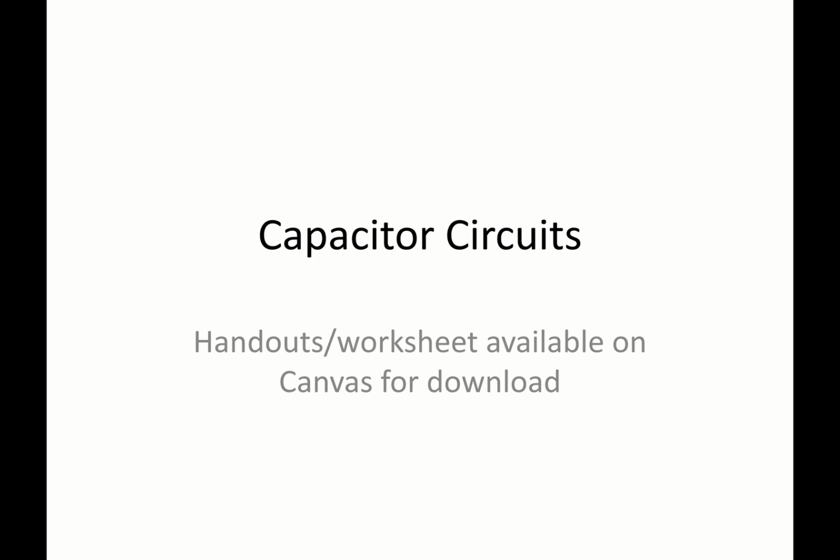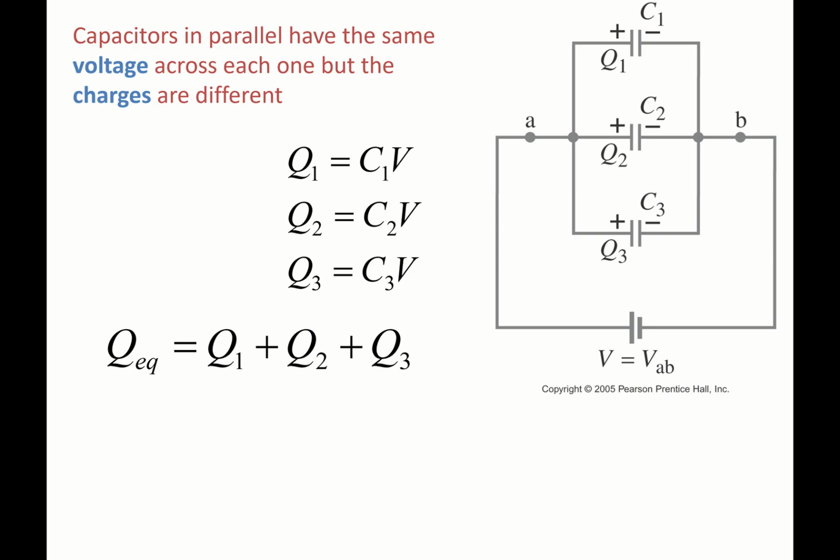So on the third day of this DC circuits chapter, what we're going to do is look at circuits that have multiple capacitors in them as well as batteries and do calculations of what's the equivalent capacitance and what's the charge and voltage on each capacitor, similar to what we did for resistors. Again, there's a worksheet or handouts available on Canvas for download if you want to follow along and save yourself having to draw a bunch of circuits.